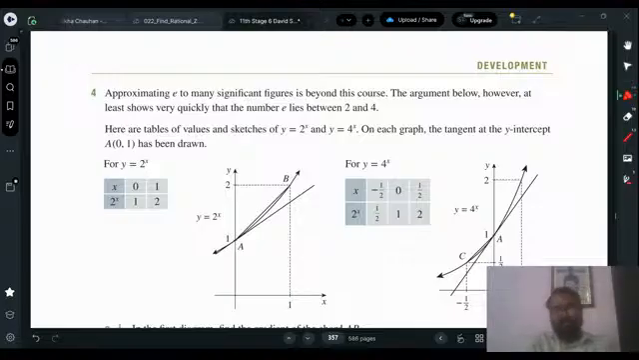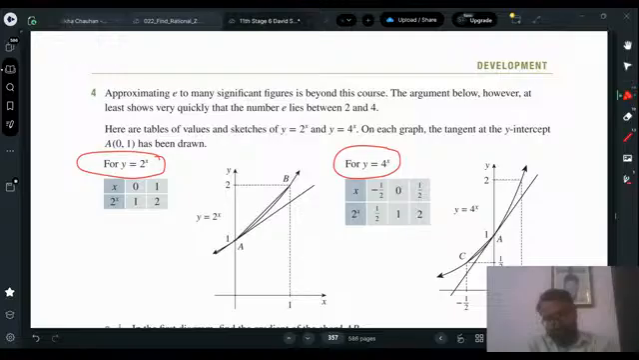Approximating e means it lies between 0 and 2, 2 and 4. It lies between 2 and 4. The argument below, however, at least shows very quickly that the number lies between 2 and 4. So here are the graphs. This is 2 power x and this is 4 power x.